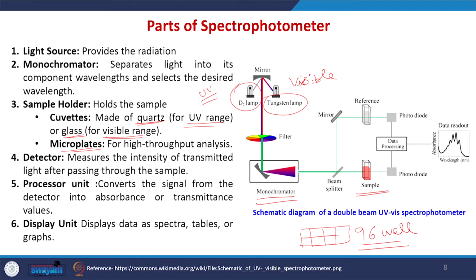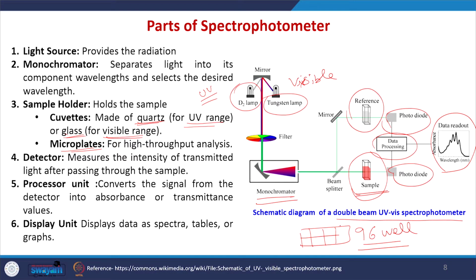Then we have the detector, which measures the intensity of the transmitted light after passing through the sample. Then we have the processor unit, which converts the signal from the detector into absorbance or transmittance values. Then we have the display unit which displays the data as spectra, tables or graphs. And in this picture what we are seeing is the double beam UV visible spectrophotometer. The advantage of using this double beam UV visible spectrophotometer is we can measure the absorbance of sample as well as reference simultaneously, and most labs use this double beam UV visible spectrophotometer.